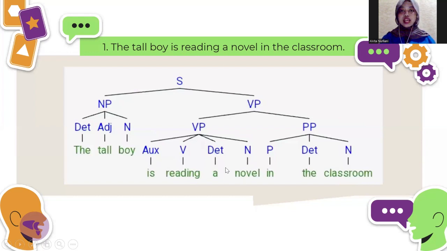A novel is actually a noun phrase, and when a noun phrase combines with the verb, they are known as a verb phrase. And then the prepositional phrase in this context shows the place where the subject is doing something. And when a verb phrase meets with this prepositional phrase, they come together into a verb phrase, and then a sentence always consists of a noun phrase and a verb phrase.